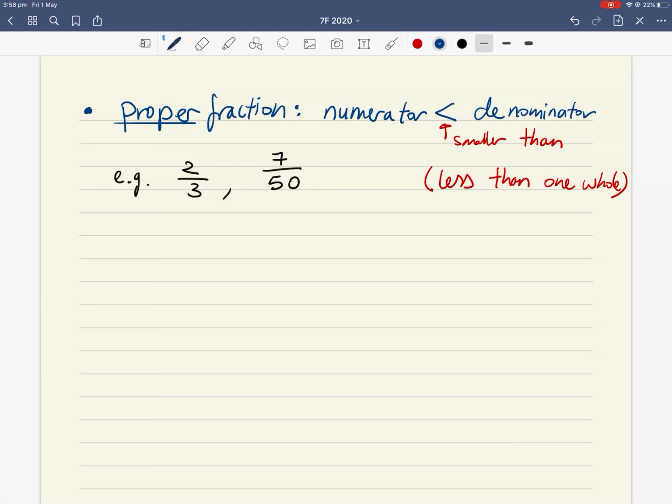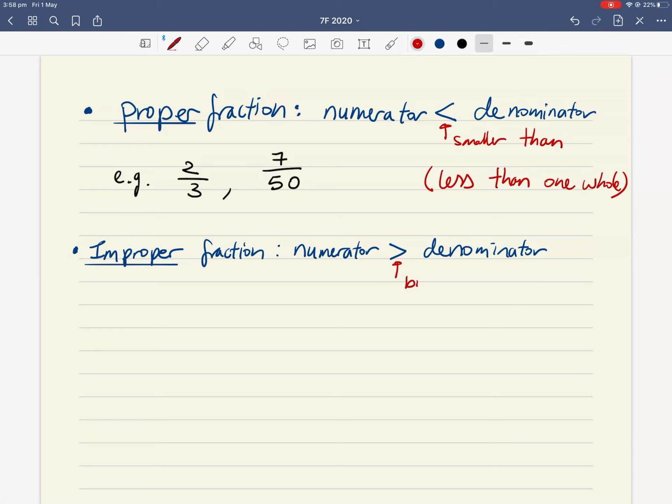The next word I would like to talk about is the improper fraction. So that is when your numerator, so the number on top, is bigger than the number on the bottom. So don't forget about this inequality sign, or the alligator mouth. This means bigger than.